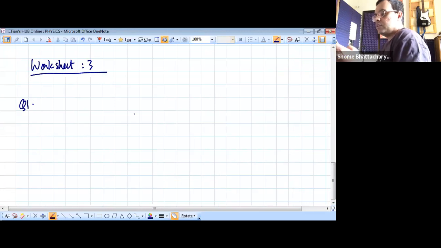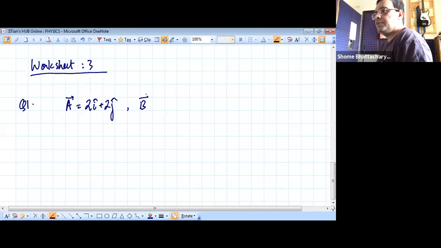So in question 1, what is happening is that 2 vectors are given to us in component form and we have to find the magnitude of their sum. So the vector A is given to us as 2i cap plus 2j cap, and the vector B is given to us as i cap plus 2j cap. This information is given, and now we want to find the magnitude of A plus B. Okay. So first we will find A plus B.